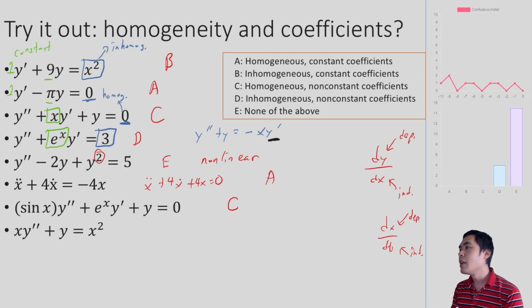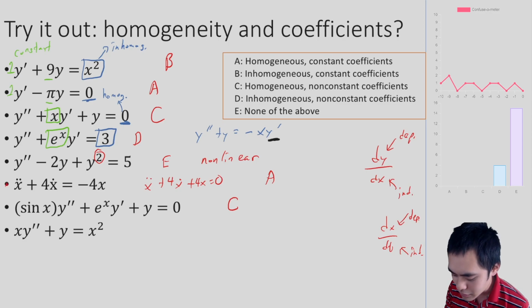So normally, in standard notation, we talk about y being the dependent variable and x being the independent variable. And so then we're talking about all the derivatives of y. But if you're talking about x being your dependent variable and t being your independent variable, then you'd be talking about all derivatives of x, like you do in this example here.